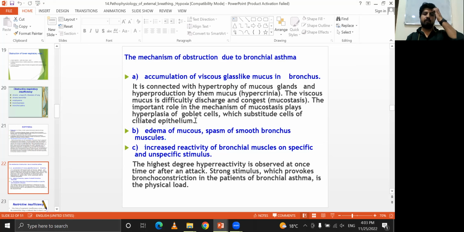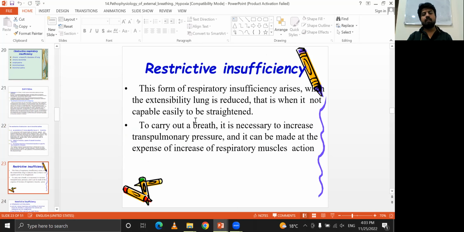The mechanism of obstruction due to bronchial asthma is accumulation of viscous mucus in the bronchus; the viscous mucus is difficult to discharge and congests, like mucostasis. An important role in the mechanism of mucostasis is played by hyperplasia of goblet cells and substitution of cells of the ciliated epithelium. It is due to edema of the mucosa, spasm of the smooth bronchial muscle, and increased activity of the bronchial muscle to specific and unspecific stimuli.